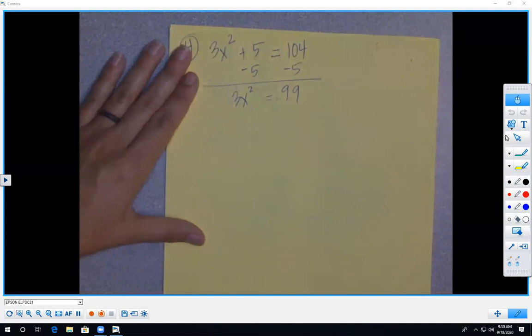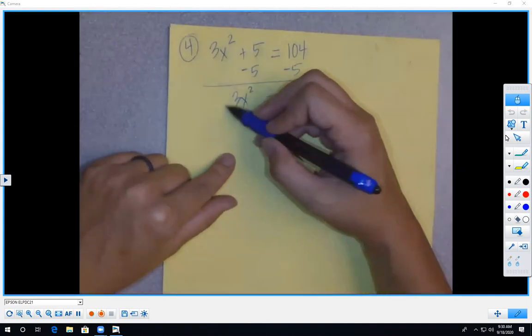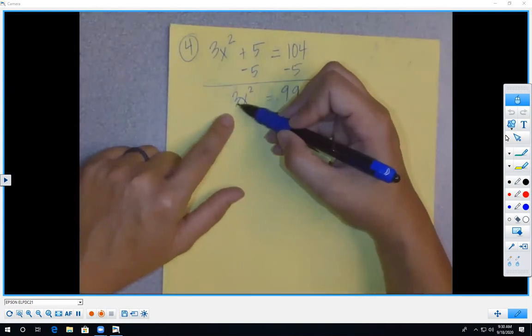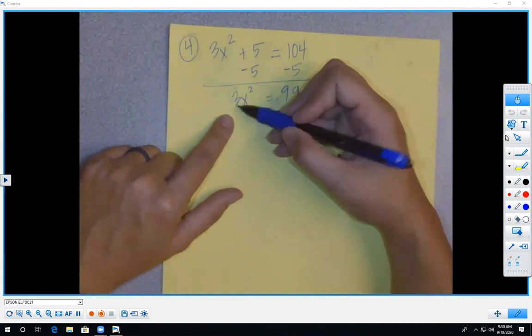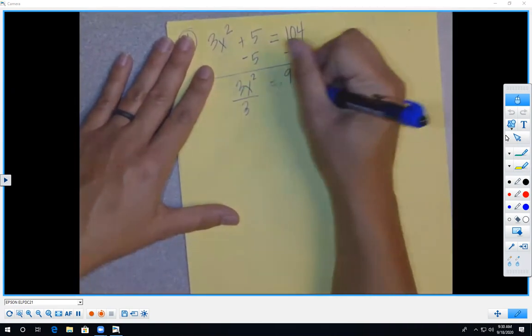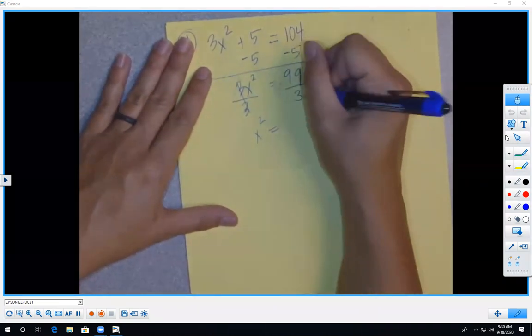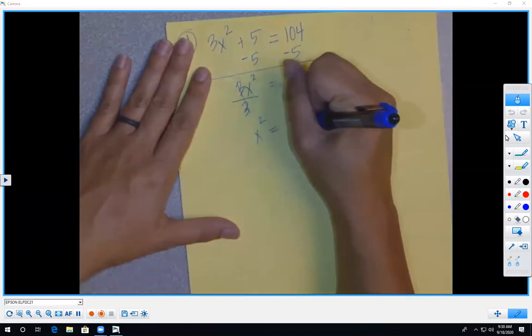How do I solve for x? Yeah, you gotta divide by 3 first. You can't square root it because if I square root this side, I have the square root of 3x squared, and I can't do the square root of 3, and it's a big old mess. So divide by 3 first. So I get x squared equals 99 divided by 3 is 33.